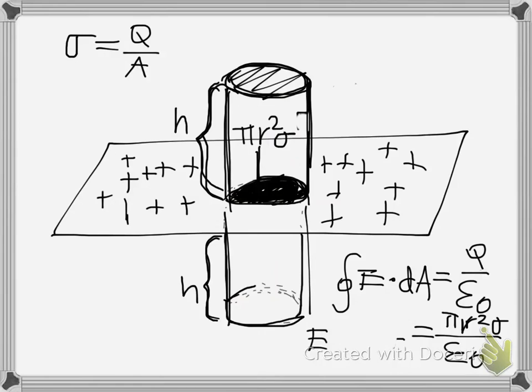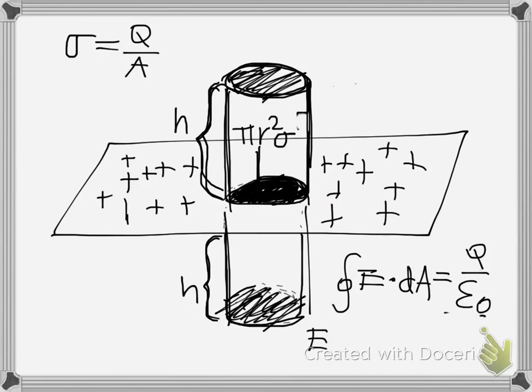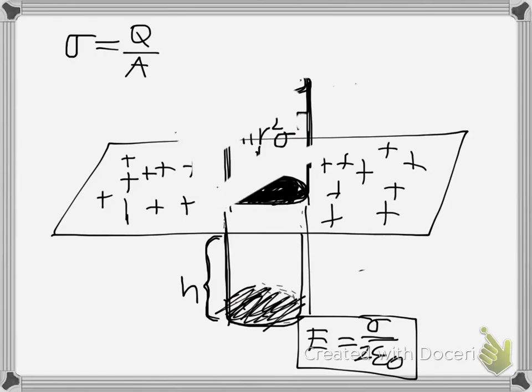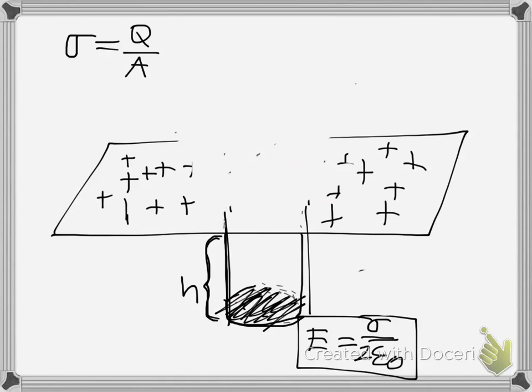The area on this cylinder is this top circle's area and this bottom circle's area, so that equals 2 pi r squared. So E times 2 pi r squared equals pi r squared sigma over epsilon naught. Then we can divide both sides by 2 pi r squared, and we have that the electric field equals sigma over 2 epsilon naught. As you can see, this doesn't depend on the height above the plate. That means that the electric field at any height above the plate is sigma over 2 epsilon naught. That's pretty interesting. It means the electric field is constant at any point, so it looks somewhat like this.